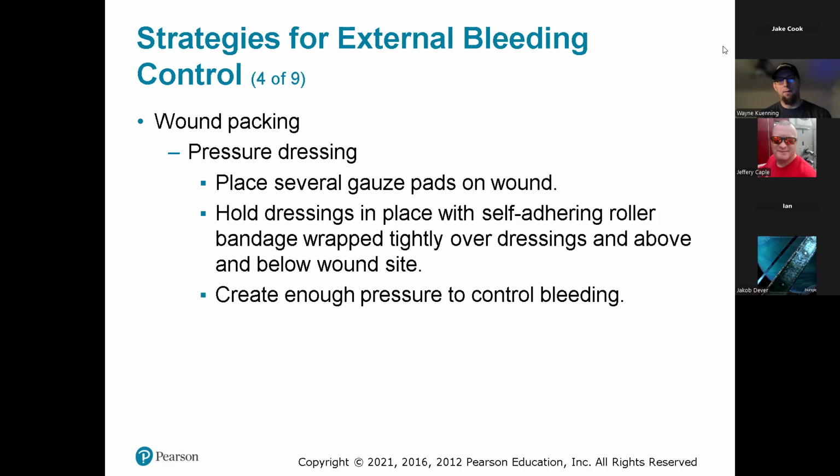Pressure dressing, several gauze pads. I like to teach people, depending on the size of the wound, that roll of Curlex that we carry, it's great. Cut it down to size, just slap it on top of the wound, and then wrap the rest of it around it. You don't want to create enough blood pressure to stop circulation. That's what tourniquets are for. The idea is just enough pressure to stop the bleeding.